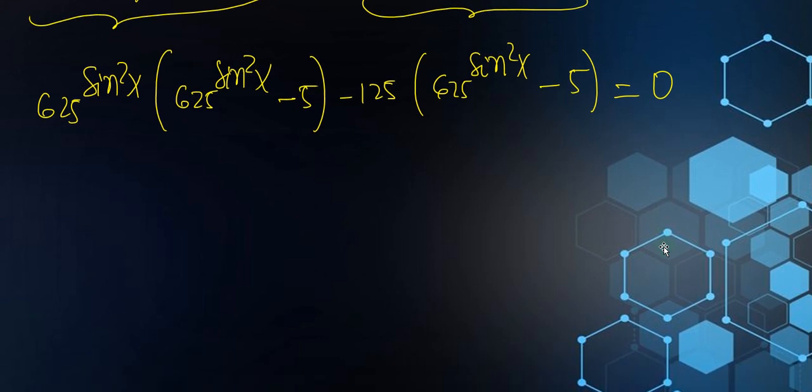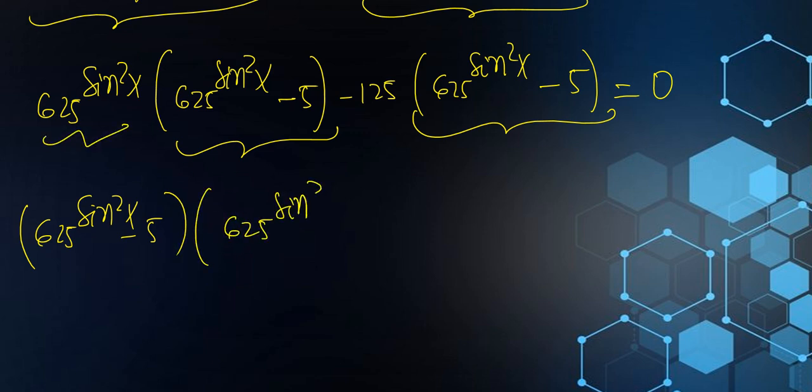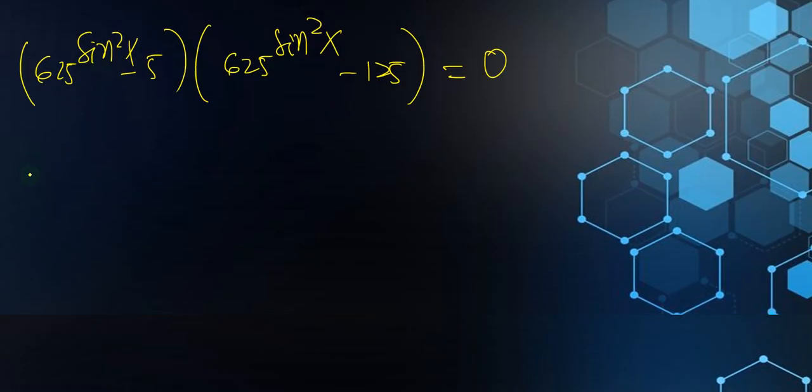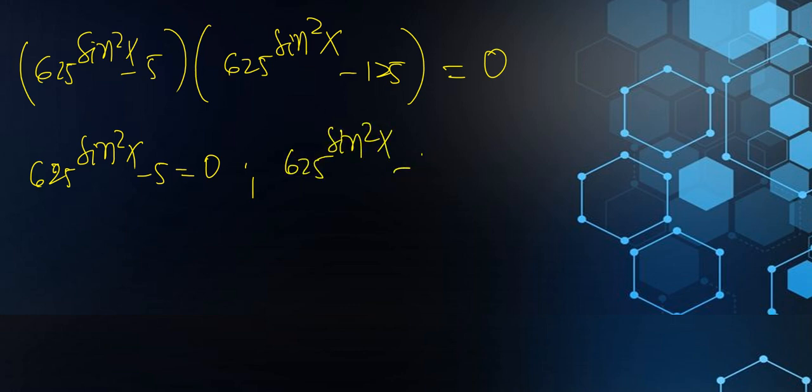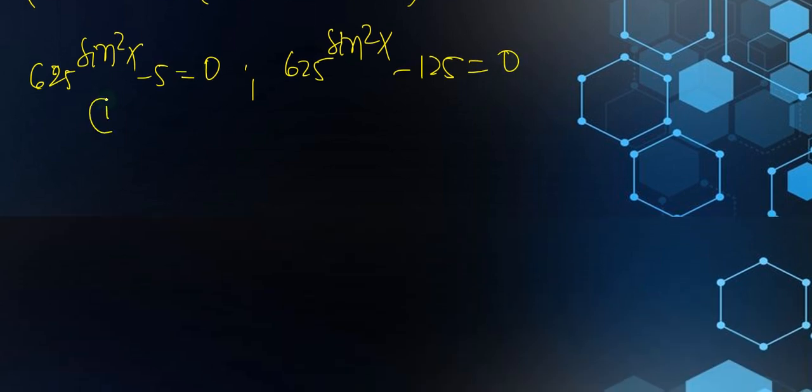Okay, perfect. Now we have that this one and this one are the same, so we can factor out here. This will multiply this one here, 6 to 5 to the sine square x minus 125, and then this is equal to 0. Now this means that 6 to 5 to the sine square x minus 5 equals 0, and 6 to 5 sine square x minus 125 equals 0. So let's say this is 1 and this is 2.